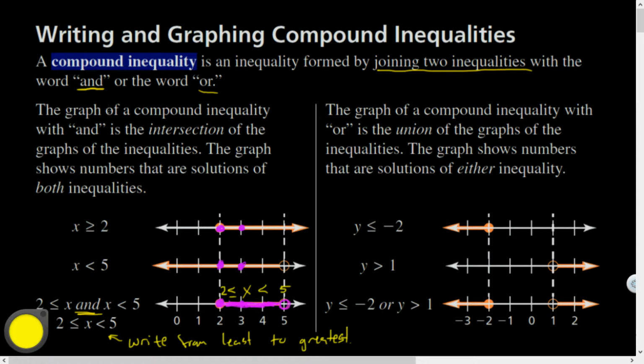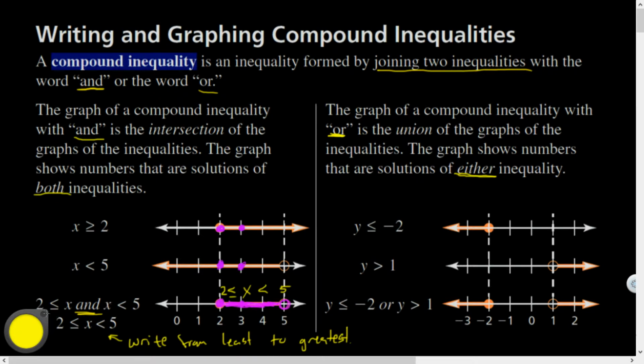All right, and so the graph of a compound inequality with and is the intersection, or the common points, of the graphs of the inequalities. The graph shows numbers that are solutions of both inequalities. So and means it's got to be true for both of the originals. Now the or operator is going to be a little different. The graph of a compound inequality with or is the union, that means the combination. Every solution that worked for either of them works now for this one. So the graph shows the numbers that are solutions of either inequality.